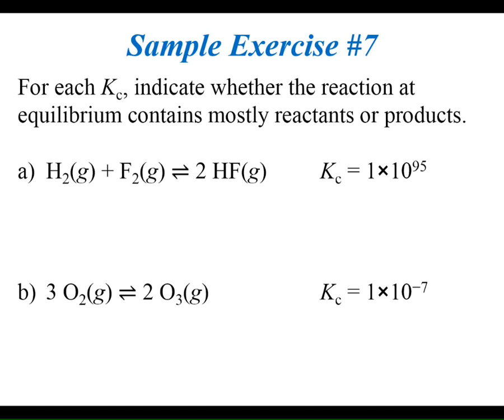How about the other one? 10 to the negative 7. Oh, that's a small number, right? 0.00000001. So I must be dividing by a big number, so I must have mostly reactants, right? Okay, good. Perfect.